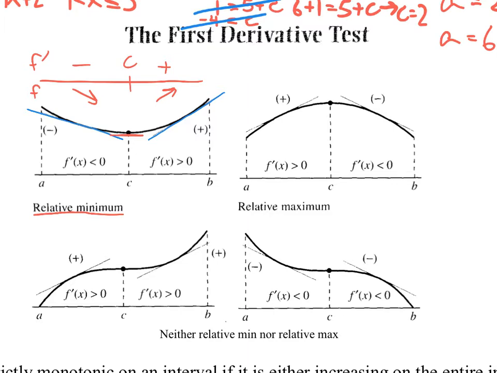Then we have this one over here. The tangent line is going up, so f prime is positive to the left of c, and it's negative to the right of c because our tangent line is going down. So f is increasing to decreasing, which gives us a relative maximum.